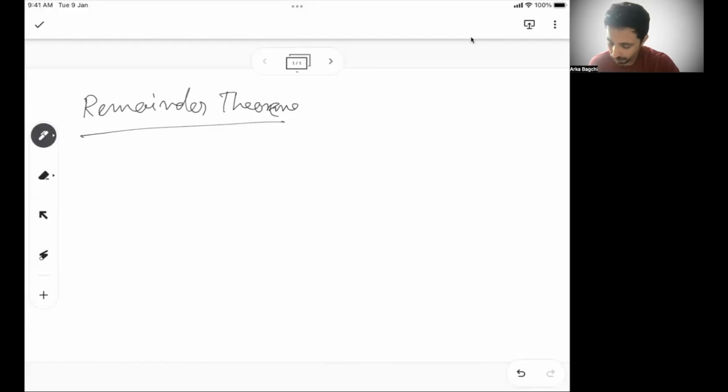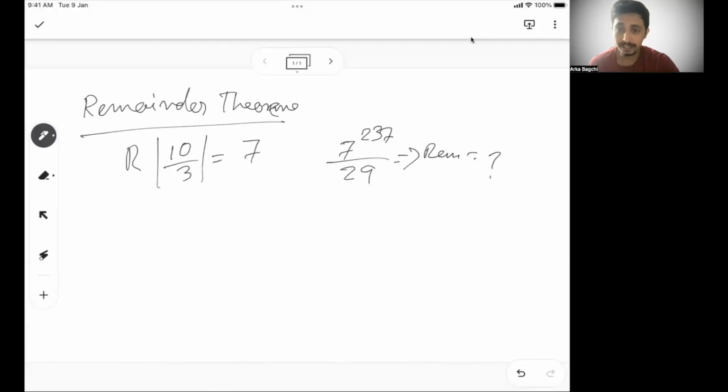So let's say we all know if I divide 10 by 3, I will get a remainder. If I just write, that means I'm calculating the remainder. So the remainder of this is 1. Now, if I say you do 7 to the power 237 divided by 29, can you tell me the remainder? It's not an easy task.